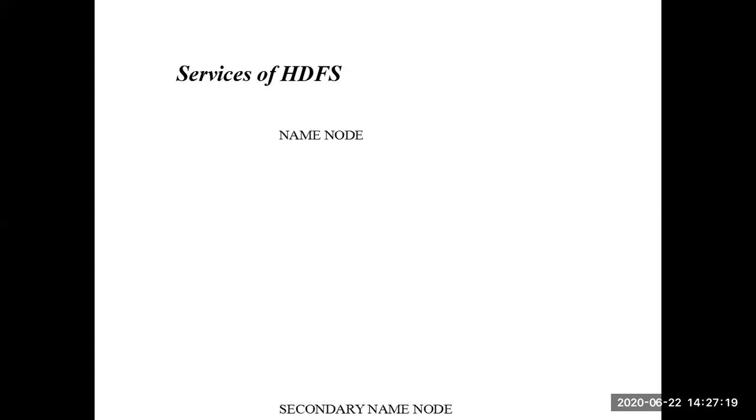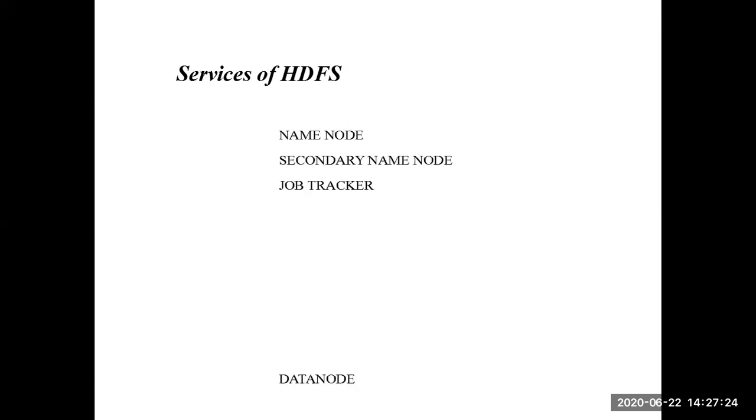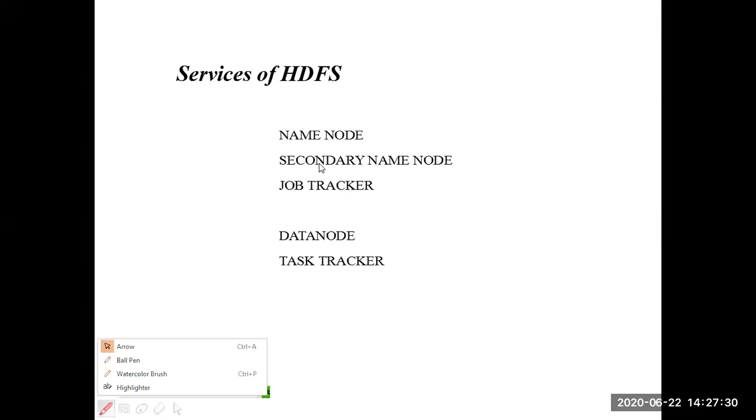Okay. When we come to this one, already we told HDFS's main purpose is for storing the files. The role of HDFS is for storing the files, whereas the role of MapReduce is for processing the files. So we will see only the HDFS. When we come to the HDFS, there are 5 services: name node, secondary name node, job tracker, data node, task tracker. Okay, there are 5 nodes available in the HDFS.